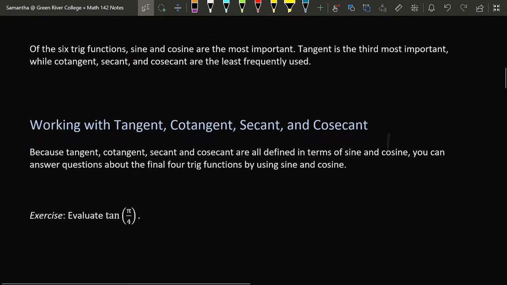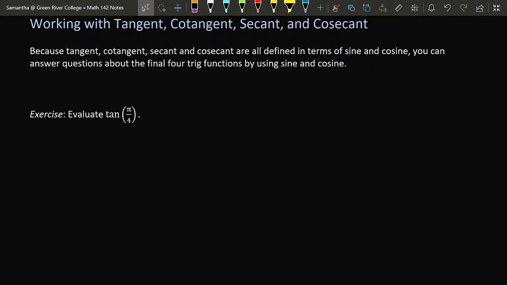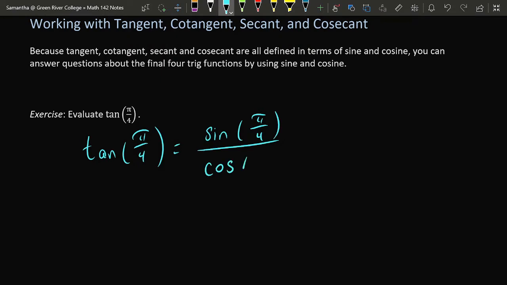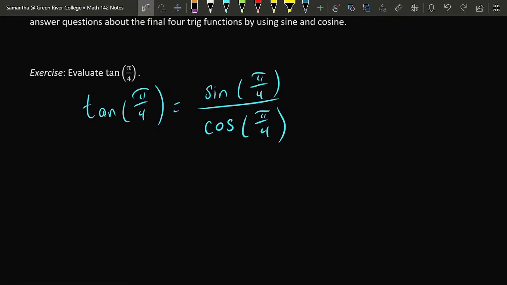So let's get some practice plugging angles into these functions. For example, how would I evaluate tangent with the angle pi over 4 plugged in? If I want to evaluate tangent of pi over 4, then according to the formula, all I need to do is take sine of that angle and divide it by cosine of that angle. So pause the video for a minute, go back to that reference circle, and figure out the values of sine and cosine with pi over 4 plugged in.